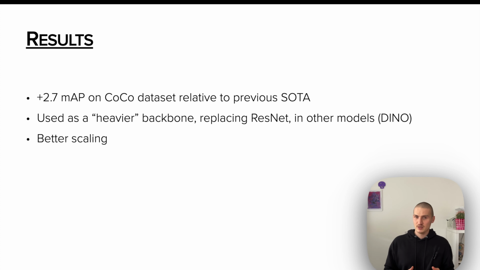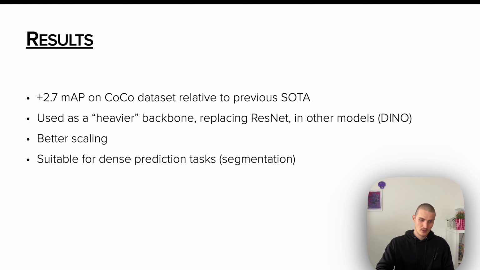It scales better with the input resolution. So we can increase the resolution of the input image and only incur linear complexity costs as opposed to quadratic for a typical transformer or ViT. It also makes it suitable for dense prediction tasks like pixel segmentation. When you need a prediction for each specific pixel in the image, you need high resolution to be processed by your model.